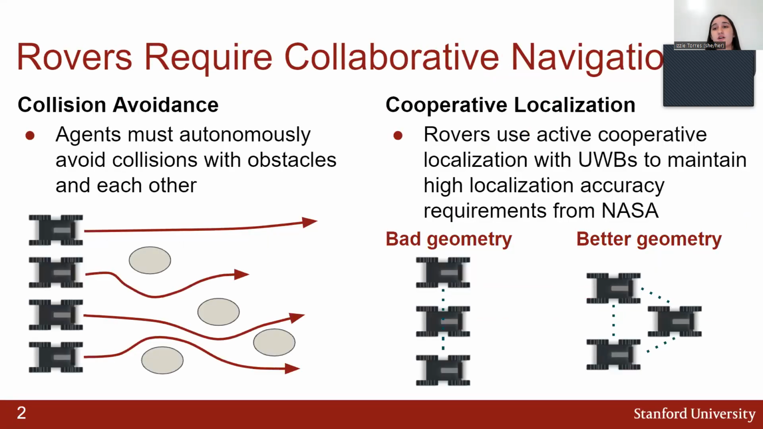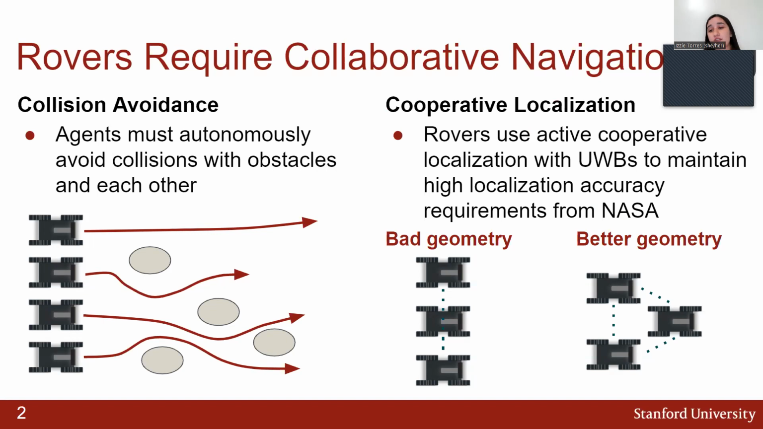Now, these rovers require a lot of collaborative navigation in two different senses. First, these rovers need to do a lot of collision avoidance in order to get around the obstacles that they discover, as well as avoid collisions with each other. Second, the system requires cooperative localization. The rovers currently do not reach the high localization accuracy requirements from NASA in order to have good science data.